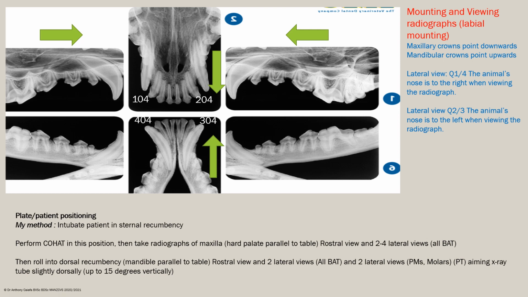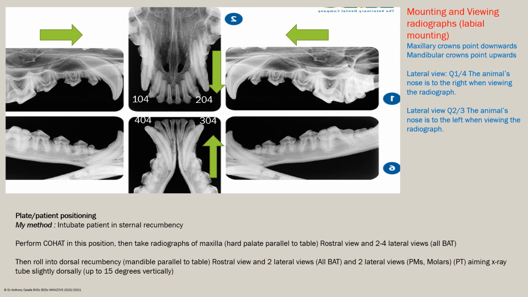My method is to intubate the patient in sternal recumbency. We can then perform a COHAT, or comprehensive oral health assessment and treatment, in this position. We can then take the radiographs of the maxilla, as I said, with the hard palate parallel to the tabletop, and we'll take a rostral view and 2 to 4 lateral views using the bisecting angle technique.